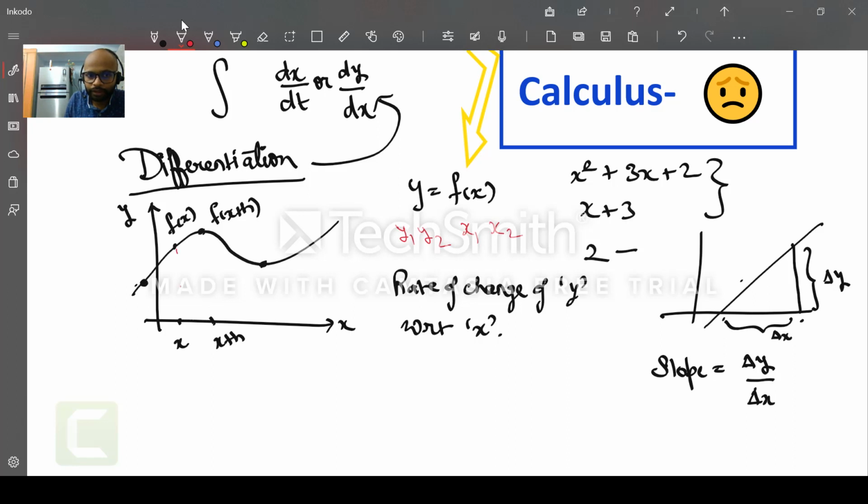Now you know that whenever you want to find the slope of a line between 2 points, what you do is you try to find delta y and you try to find delta x. Delta y would be f of x plus h minus f of x, upon delta x. Delta x would be h. Okay, so this is the slope.